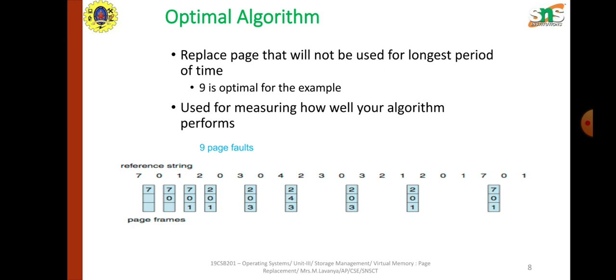Then again, we are going to next string. The next string arrived is 2. Since it is already available in the frame, we are not doing any modification. We are skipping to the next arrival string. The next arrival string is 3. Since it is also available in the frame, we are not doing any modification. We are moving to next arrival string. The next arrival string is 0. So 0 is not available in the frame. We have to select the victim frame.